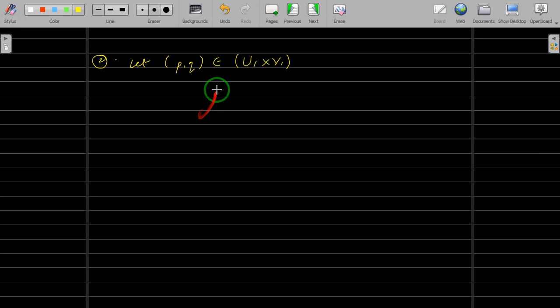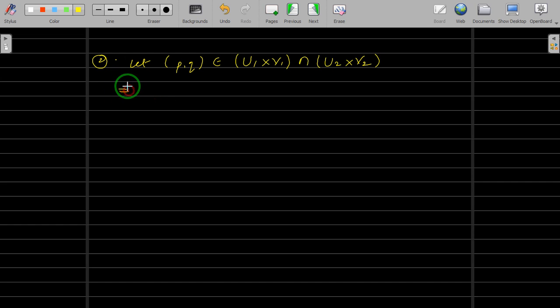Okay, so let's take (p, q), which belongs to U1 intersection V1, and let's take another element from that set. Let's take that to be U2 cross V2. Now again, I need not say that U1 and U2 are from tau 1, V1 and V2 are from tau 2. That is understood now. If you are smart, you should understand that now.